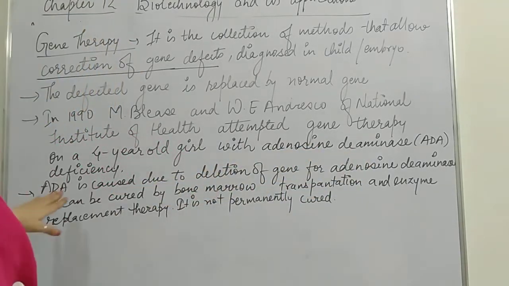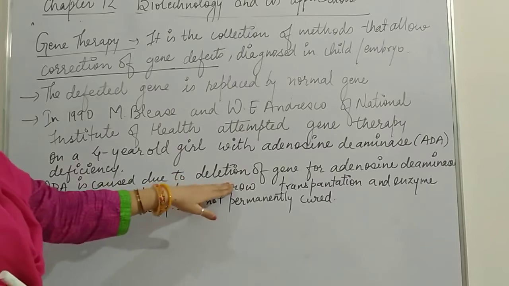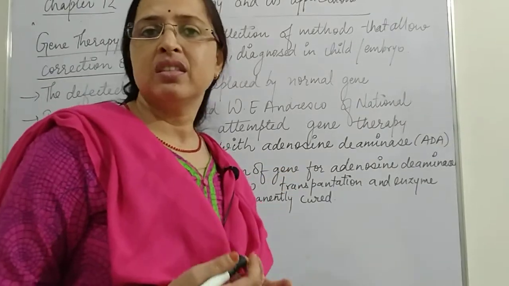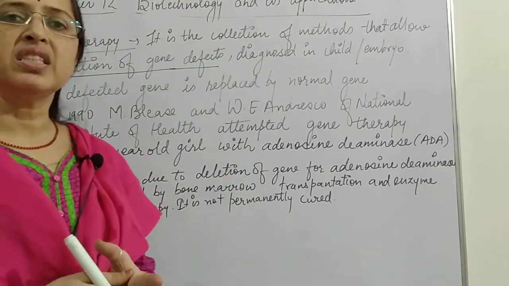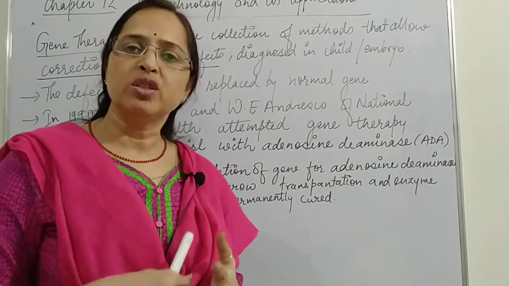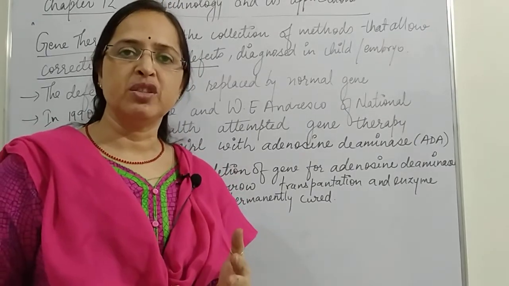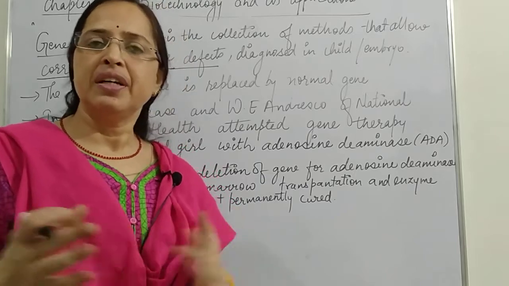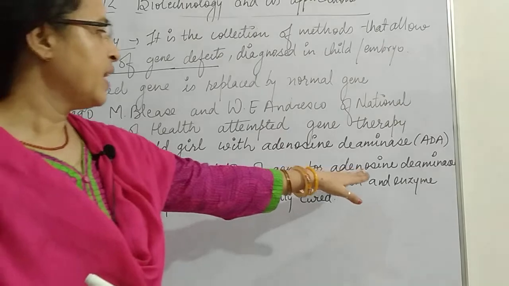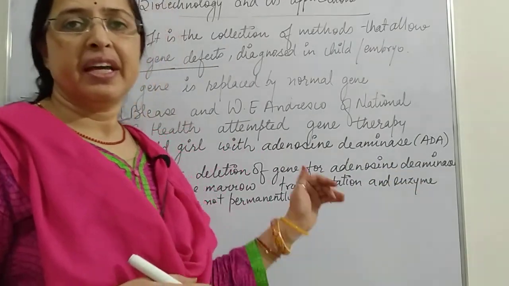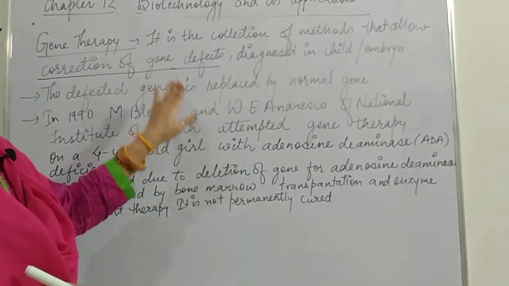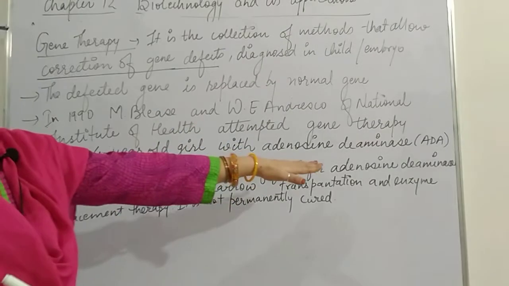This ADA deficiency is caused due to the deletion of the gene. That means when meiosis occurs, when the chromosome numbers are increasing, crossing over occurs, and deletion, duplication, addition, these different types of processes occur too. So during that time, this gene, the adenosine deaminase gene or ADA gene, was deleted.